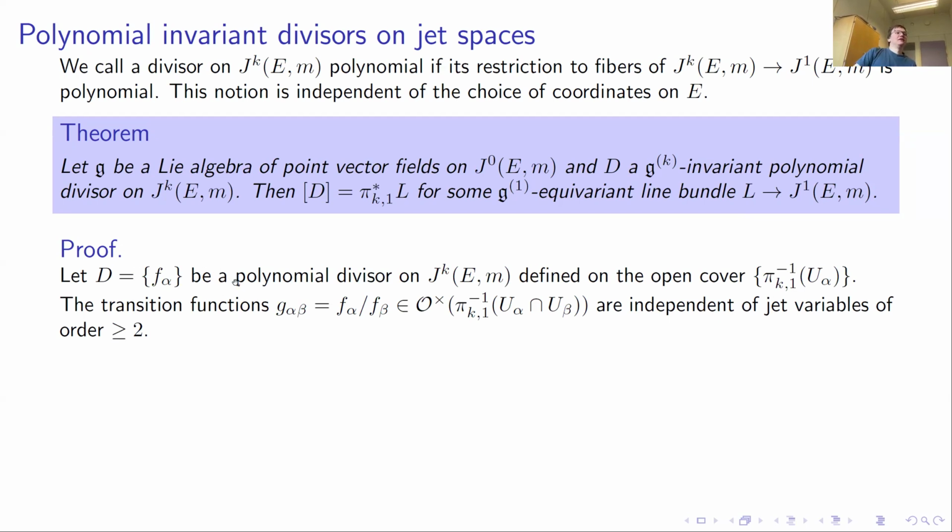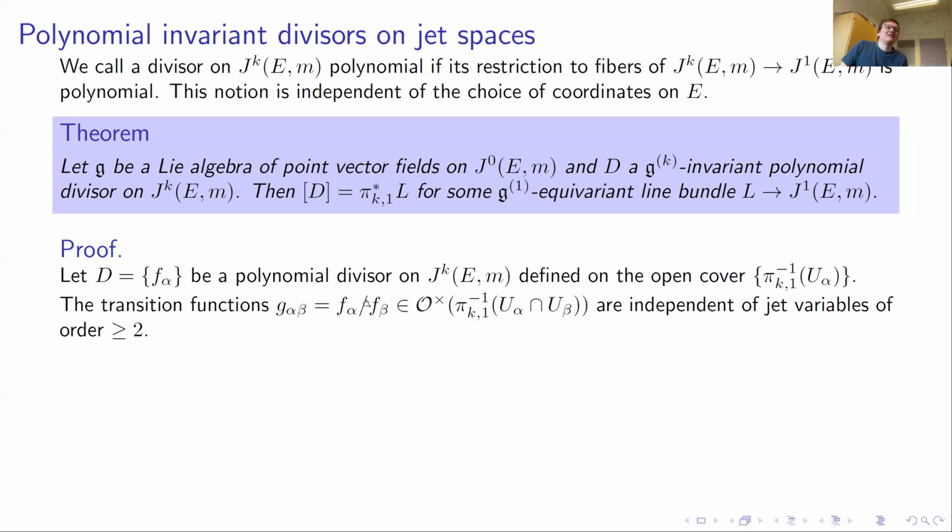So let T be a polynomial divisor on JK, defined on the open cover here. So we assume that we have some open cover on J1, and then the fiber over each of these charts will give an open cover on JK, like this. And then we take the transition functions, f alpha and f beta, take the ratio, and we get something here by definition of divisor.